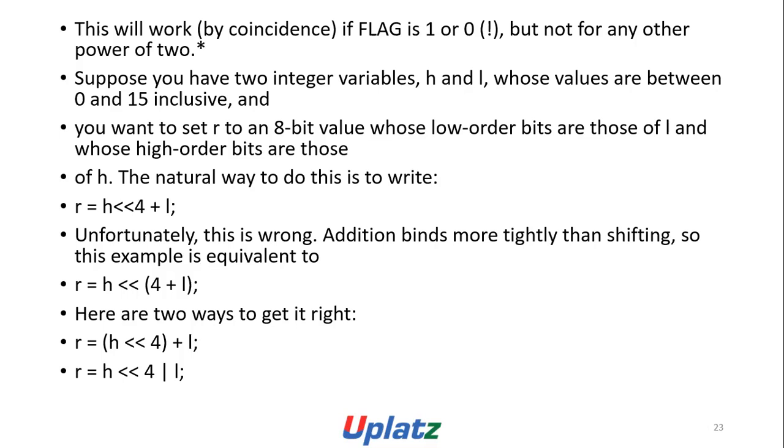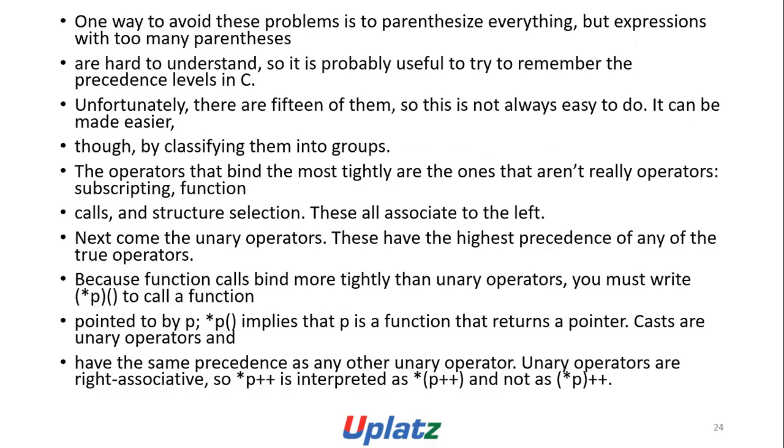Here are two ways to get it right: r = (h<<4) + l, or r = h<<4 | l. One way to avoid this problem is to parenthesize everything, but expressions with too many parentheses are hard to understand. So it is probably useful to try to remember the precedence levels in C. Unfortunately, there are 15 of them, so this is not always easy to do. It can be made easier, though, by classifying them into groups.